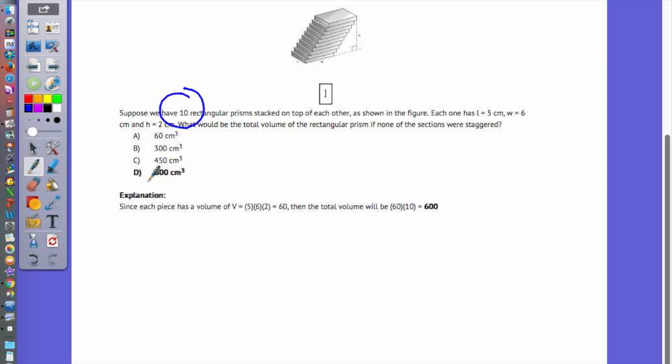Got that? Got it. Where's 6? 5 times 6 times 2. Okay. Because it's the volume of a rectangular prism.